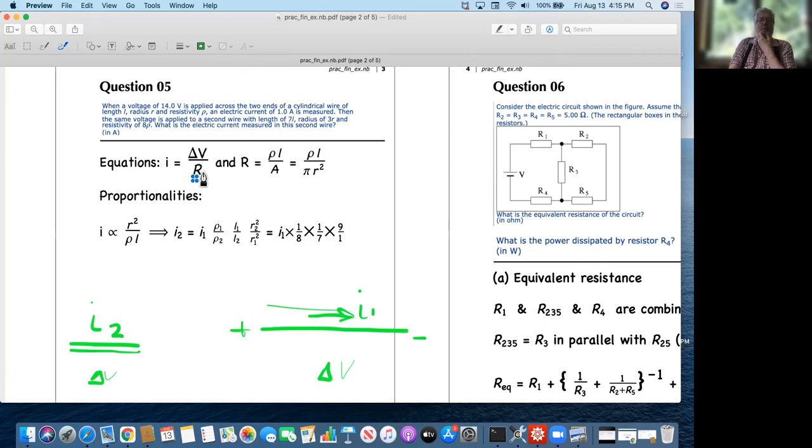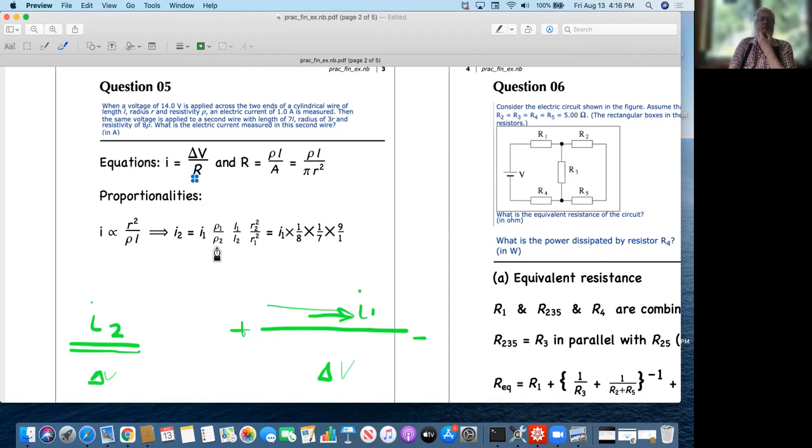I is proportional to 1 over R, because delta V isn't going to change. I is proportional to 1 over R. And 1 over R is proportional to R squared over rho L. So I is proportional to R squared over rho L. So I2 will be I1 times rho 1 over rho 2, L1 over L2, R2 squared over R1 squared.